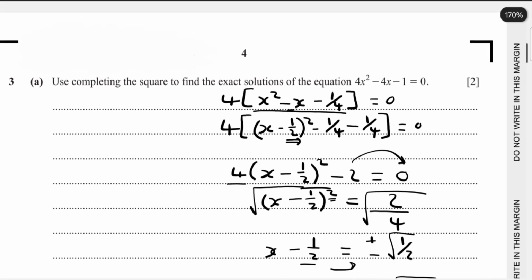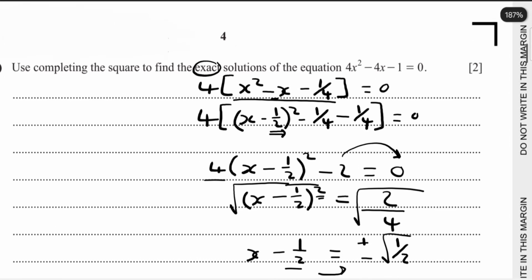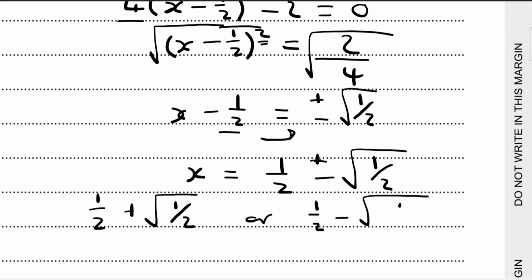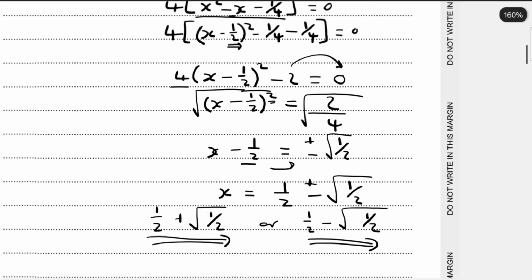And since the question said find the exact solutions, we are not going to simplify any further. So the solutions will be half plus root half, or half minus root half, right? And they're exact like that, right?